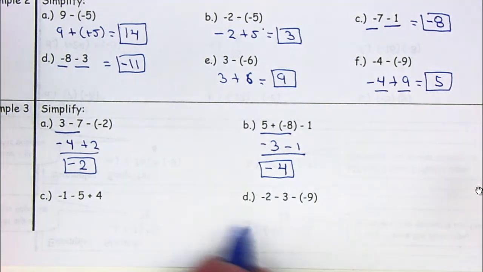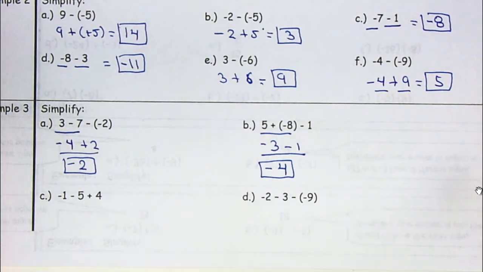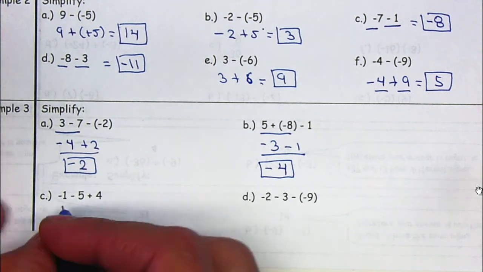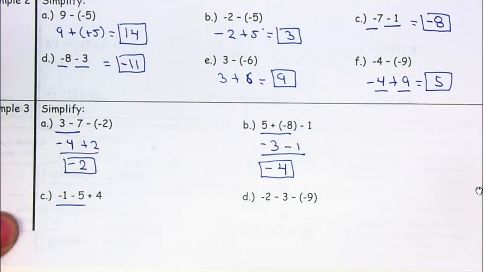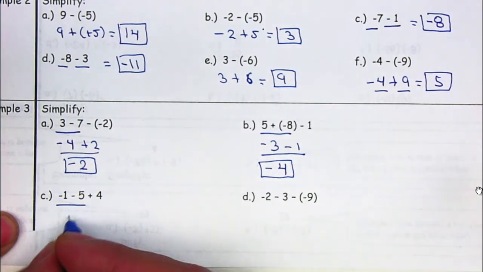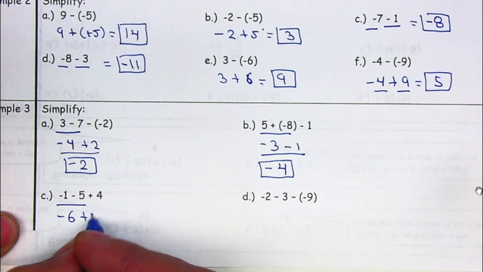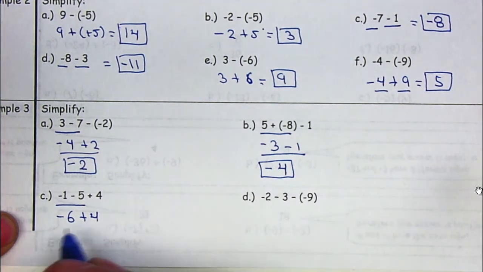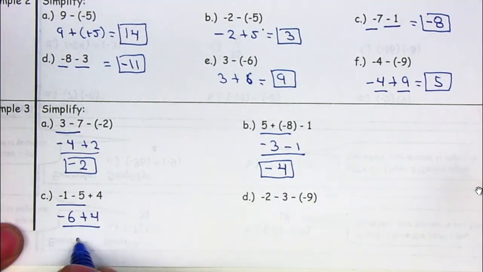Go and try letters C and D, see if you can work it out by yourself. Go and pause it. For letter C, they have different signs. They have the same sign, so we're going to be adding. Keep the sign of the bigger number. Bring down the positive 4. Different signs, so we're going to subtract and keep the sign of the bigger number.